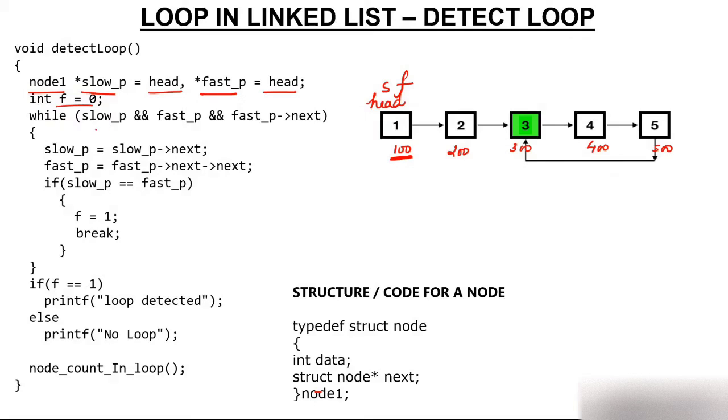We have created a variable f which is equal to 0. Now we have a loop. What is slow p? 100. What is fast p? 100. Fast is also at 100. What is fast next? 200. So this condition becomes true.